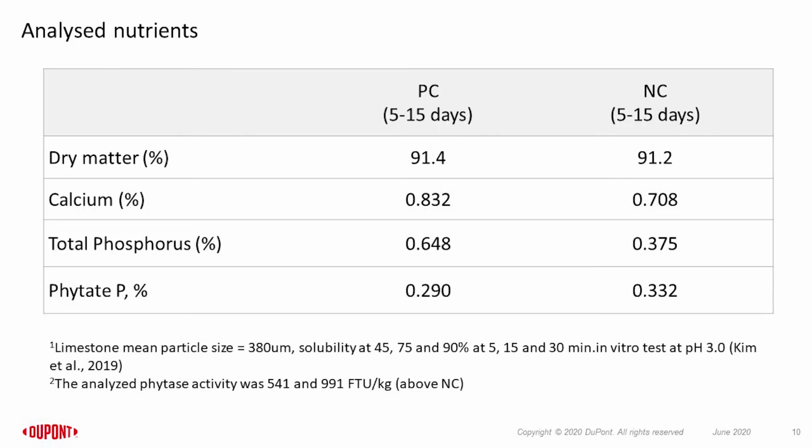The analyzed phytate P content is 0.33%. We used limestone with a mean particle size of 380 micrometers and solubility of 45% at 5 minutes at pH 3. The analyzed phytase activity was 541 and 991 FTU per kilogram above negative control, which is very in line with the targeted phytase dose.